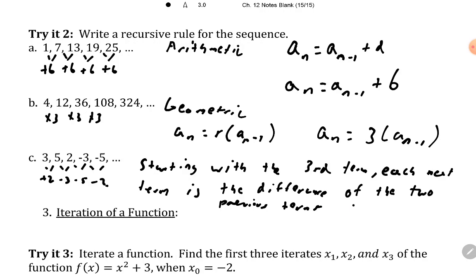So 5 minus 3 gives us 2. You take the second term minus the first term, so 5 minus 3 is 2. Okay, and then you move on. You take the third term minus the second term. 2 minus 5 is negative 3. And then negative 3 minus 2 is negative 5.